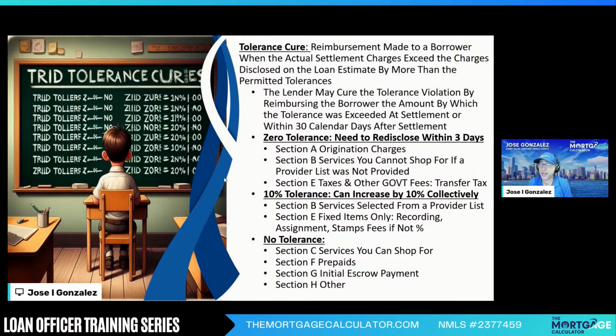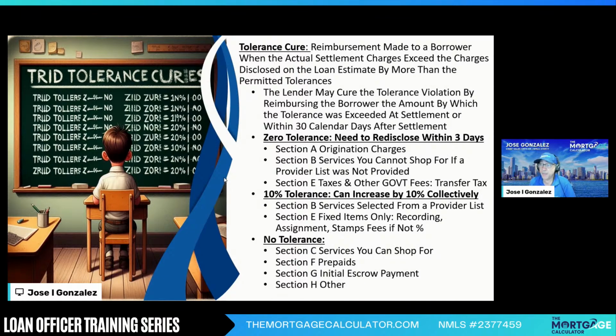Now, there are three different categories to consider. The first is zero tolerance items. You would be looking at Section A, origination charges, our lender fees. Section B, which are services that the borrower cannot shop for if a provider list was not provided. If on Section B a provider list was provided, then that would be in the 10% tolerance category. And Section E, taxes and other government fees. Specifically, the one in this section that we're talking about is the transfer tax, which is based on a percentage.